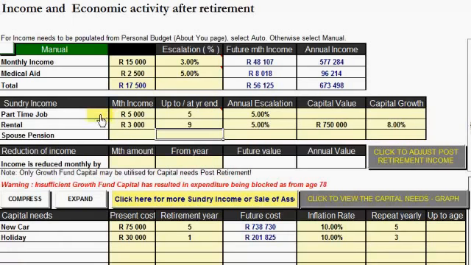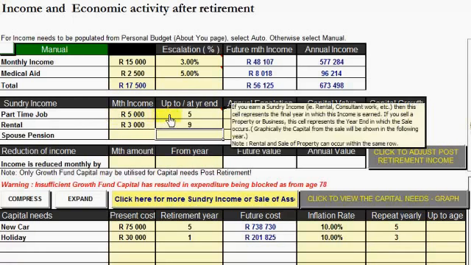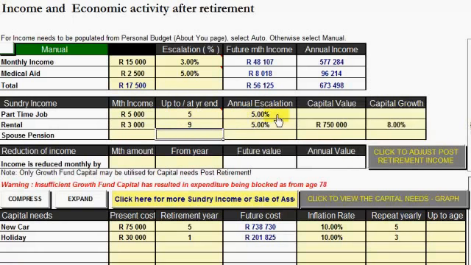At retirement, he anticipates that he'll be able to get a part-time job earning 5,000 Rand a month, and he estimates that he can continue with this part-time job for 5 years, and that will escalate at 5% per annum. He's got a little apartment which he currently earns 3,000 Rand a month rental on, and calculates that he'll probably have to sell that in year 9 of his retirement, in other words he's age 74. The rental is expected to escalate at 5% per annum.